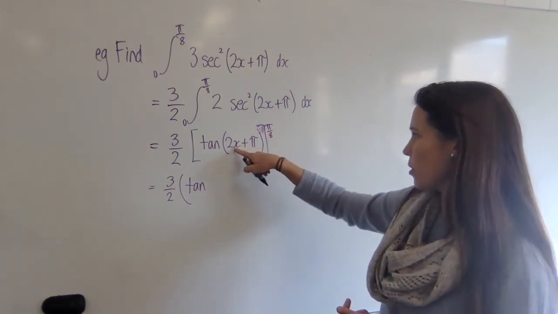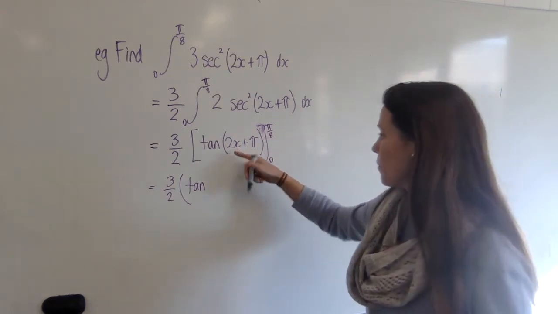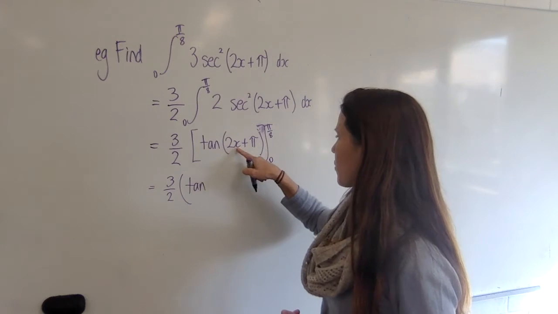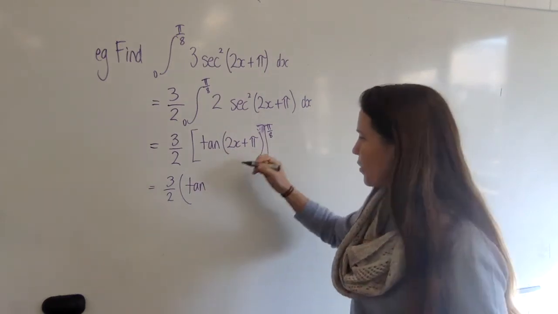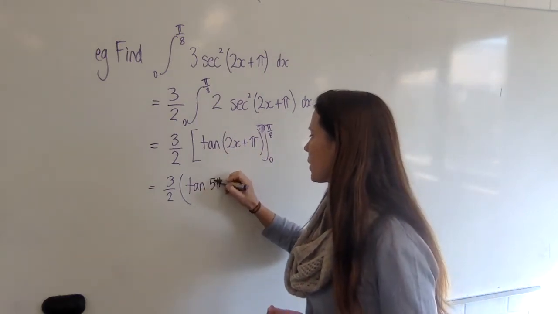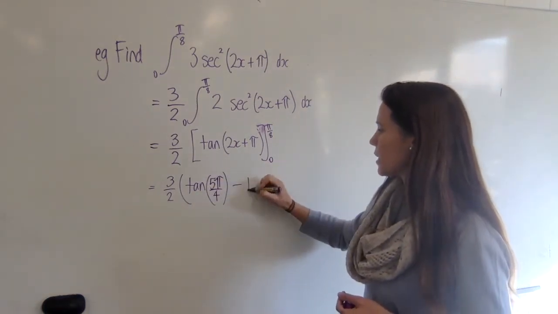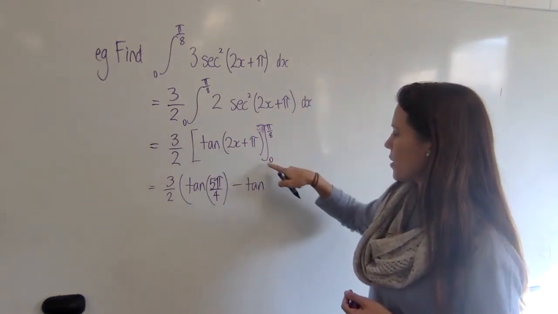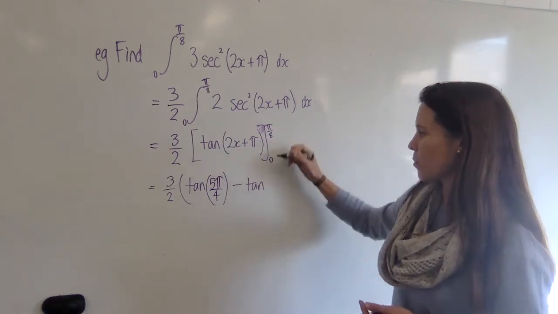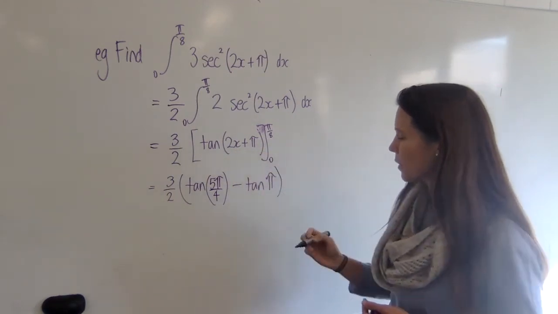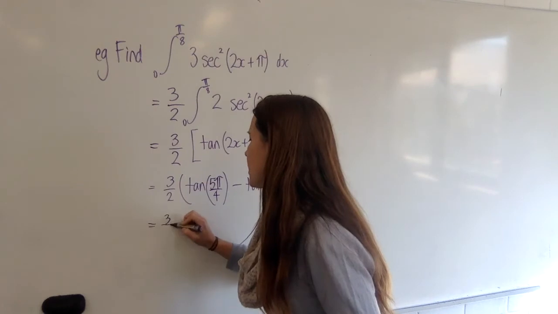Well, doubling that gives me pi over 4. So I've got tan of pi over 4 plus another pi. That's 5 pi on 4. Minus the tan of, well, subbing in 0 here, I get 0 plus pi, so I've just got pi. Okay, on the next line, tidying up.